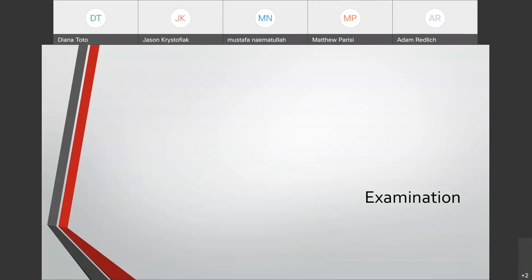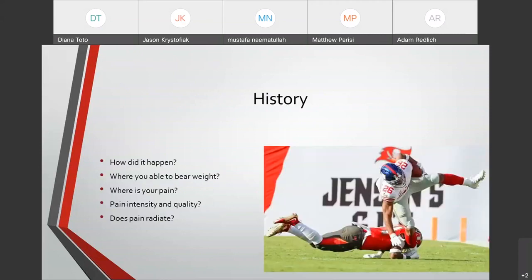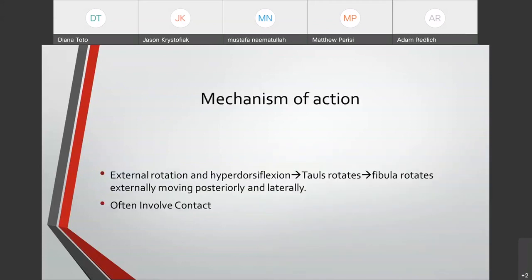Okay. So kind of going to the high ankle sprains. First it's important to take a history. How did it happen? Are they able to weight bear after? Where is the pain? What is your pain intensity and quality? And does the pain radiate anywhere?